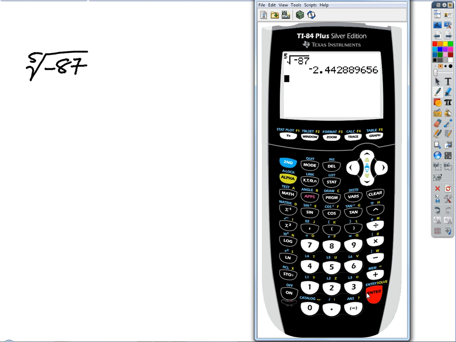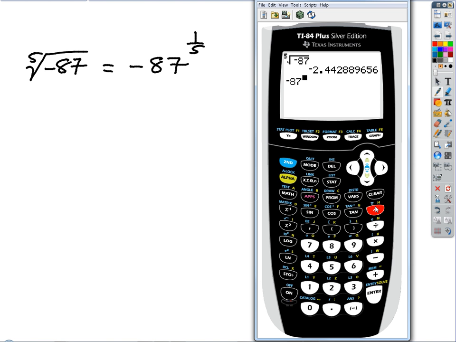There's a much better way to do that, though. Why don't I instead just write that as -87 to what power? 1/5. Now what's wrong with the way I wrote that? If I put that in my calculator, watch what happens. If I go -87 to the 1/5, it's actually going to give me the right answer this time. So this is a bad example. It's accidentally going to give me the right answer.